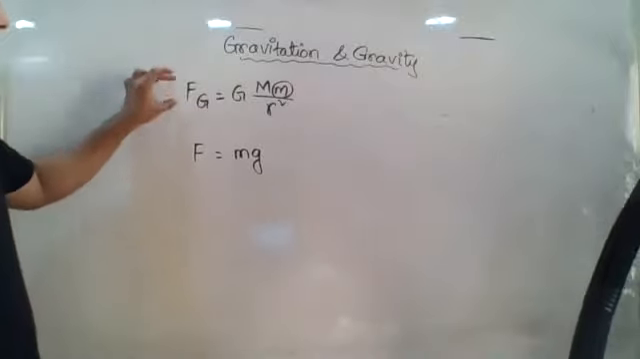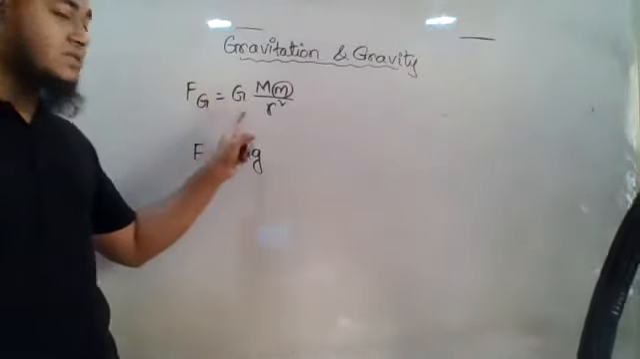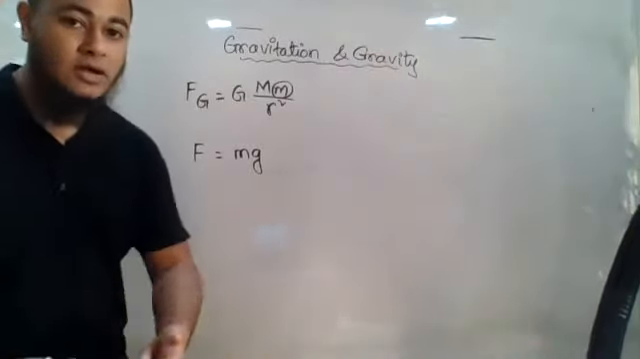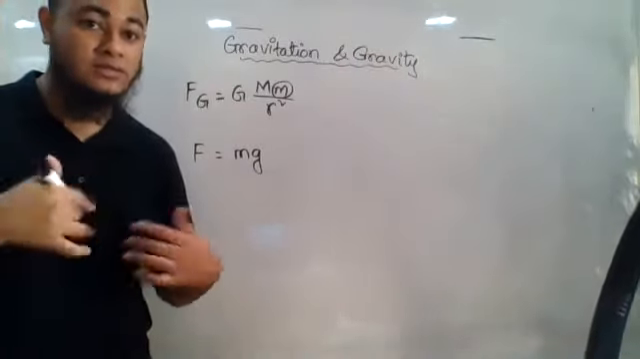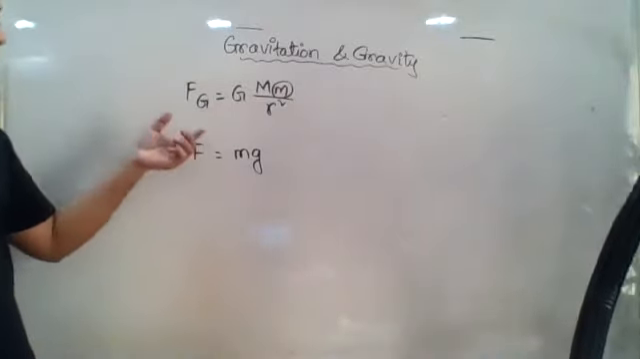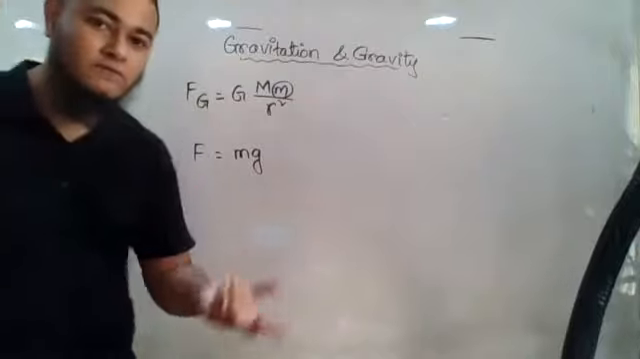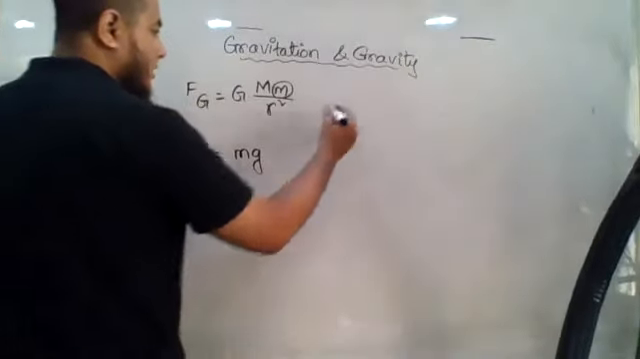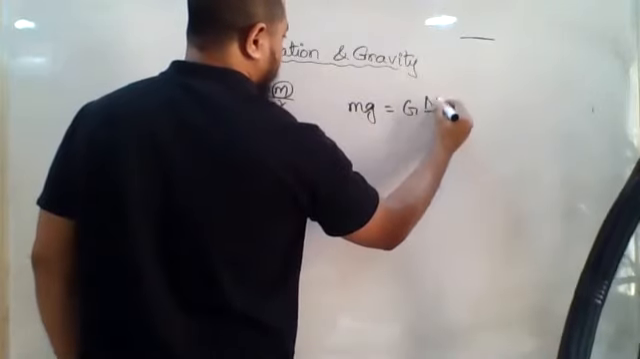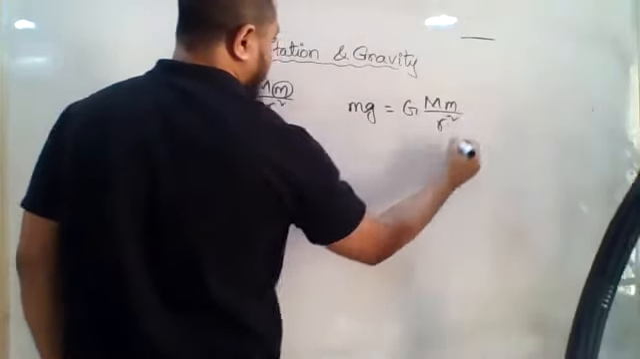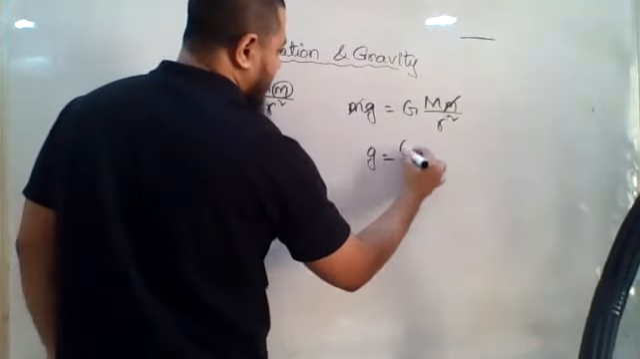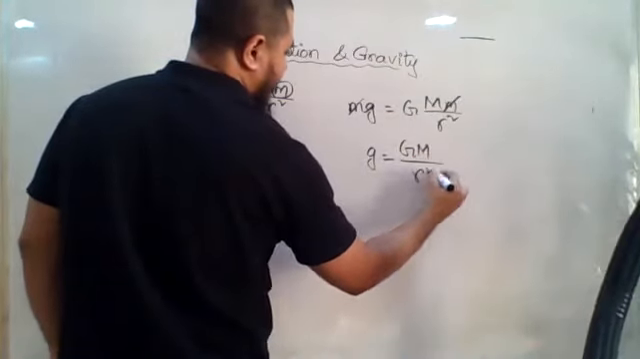So you see, this is also the force that is exerted by Earth on us, and this is also the force exerted by the Earth on us. Both of them are the same force actually, but the representation is a little bit different. As both of them are the same force, they will be equal to each other, right? mg equals GMm by r square. From both sides you cancel m, so g will be equal to GM by r square.